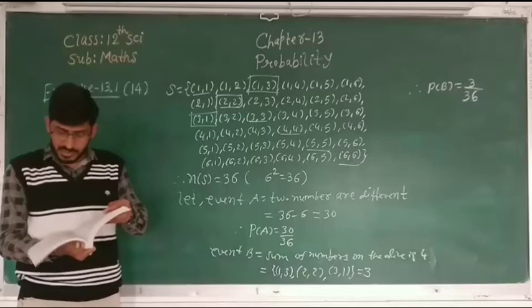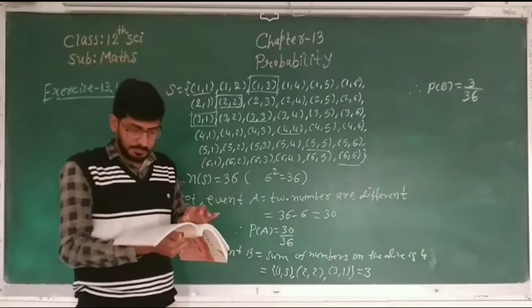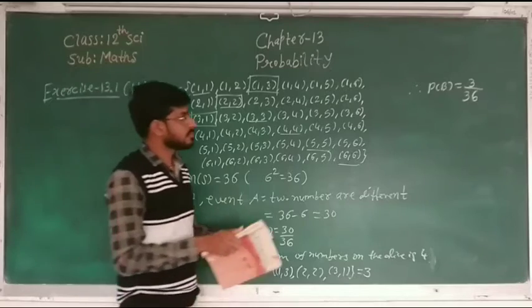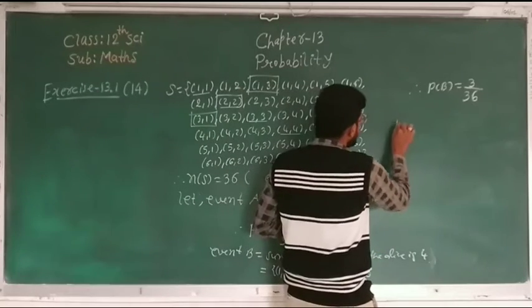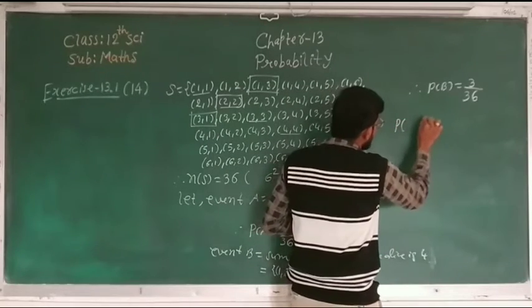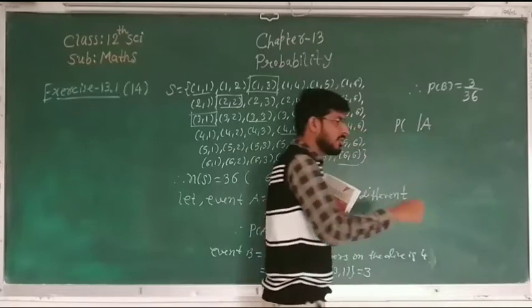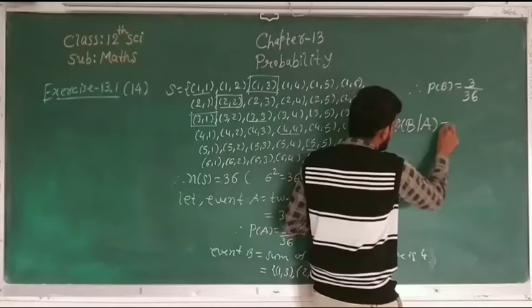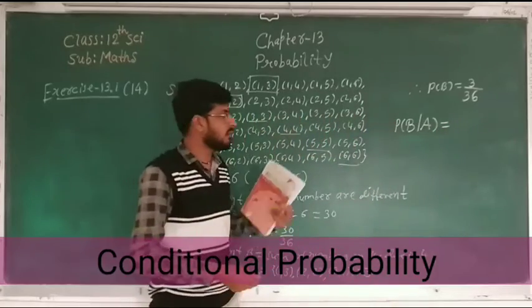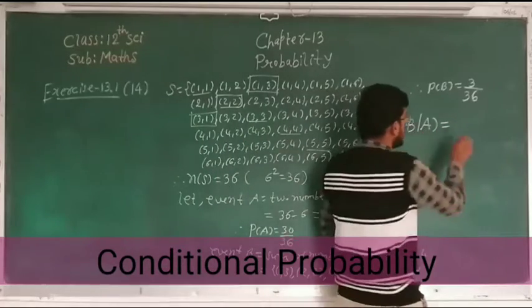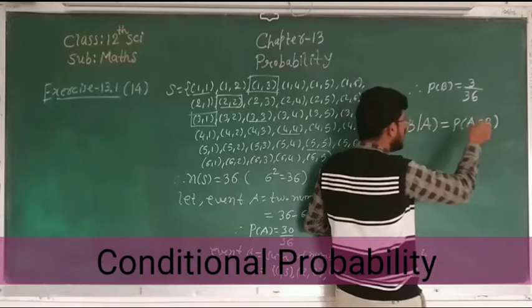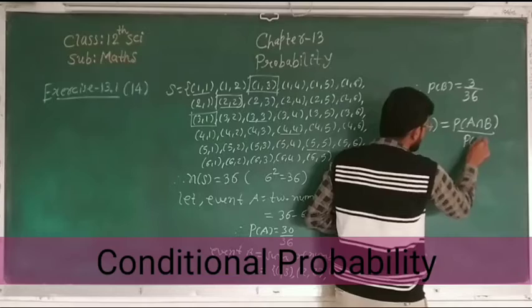Now again I will repeat what the question is. Given that two numbers appearing on throwing two dice are different, we have the probability of A and we need to find the probability of B. So we can write P of B given A is equal to, what is the formula of conditional probability? P of B given A is equal to P of A intersection B upon P of A.